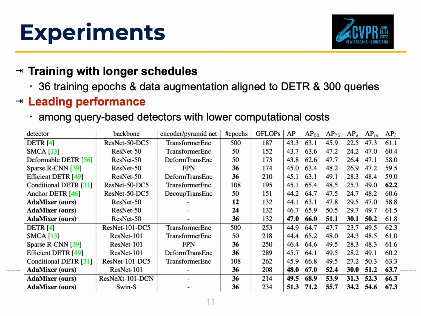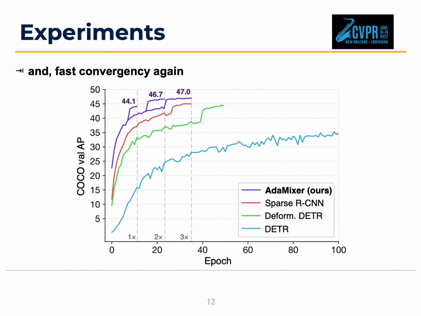With the longer schedule and data augmentation aligned to DETR, AdaMixer still reaches the leading performance when compared with other query-based detectors. Moreover, the theoretical FLOPs of AdaMixer are lower than other query-based ones in the table, and the actual inference FPS is also satisfying. We also plot the fast convergence of AdaMixer and other typical query-based detectors.